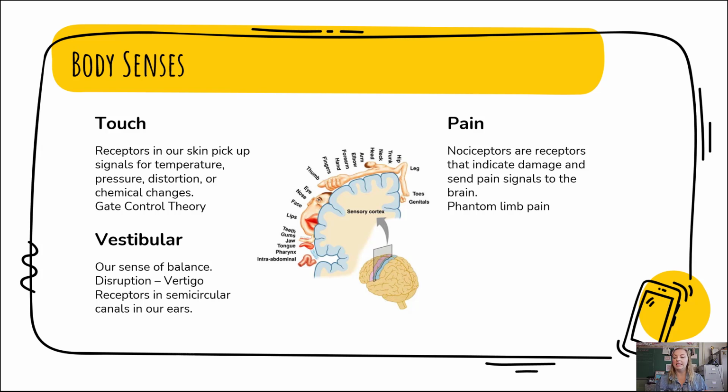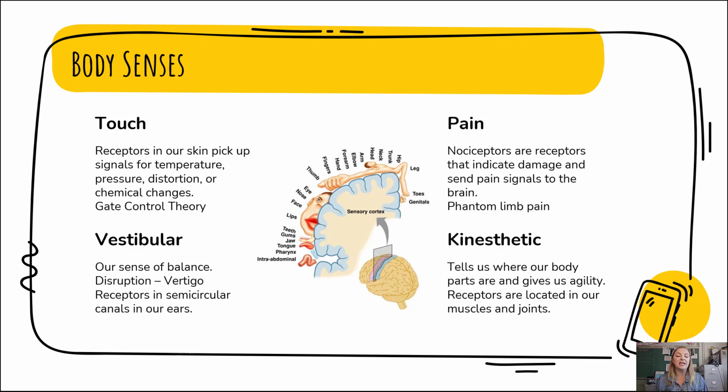Phantom limb pain is the feeling of pain or discomfort in a limb that has been amputated or was never there. This is a neurological phenomenon that occurs because the brain and spinal cord are still sending signals to the site of the amputation or lost limb, even though that limb is not there.